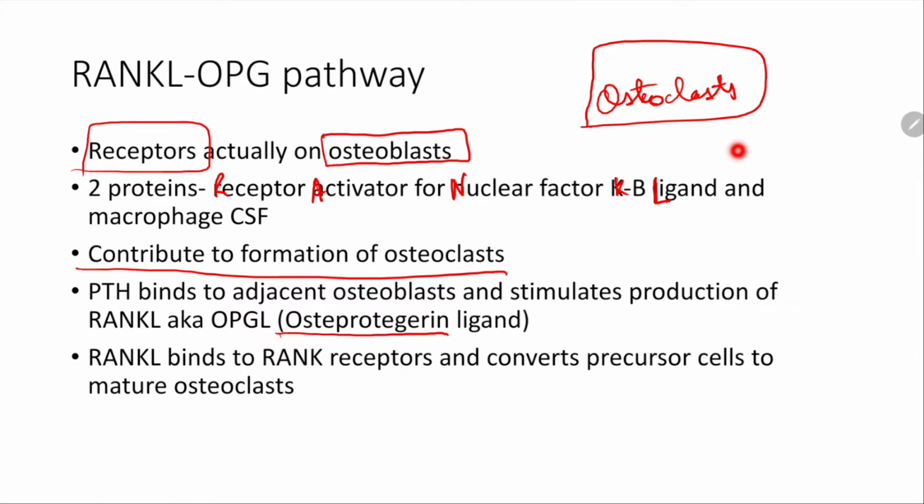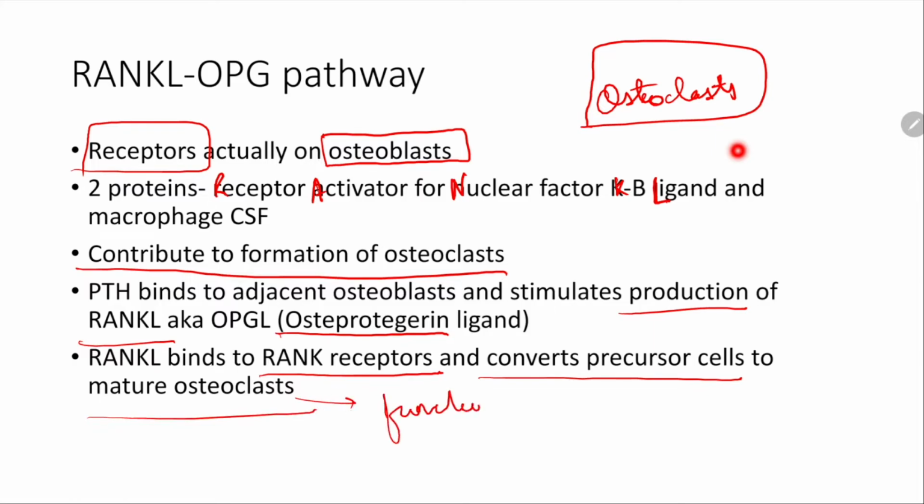This is a normal pathway that goes on. So how does PTH affect it? PTH binds to an adjacent osteoblast and stimulates production of this RANK ligand. The RANK ligand is produced by these osteoblasts and PTH increases that. It binds to RANK receptors and converts precursor cells to mature osteoclasts so that they can perform their function. What is the function? As we know, resorption of bone. So PTH causes an increase in RANKL, which binds to the RANK receptors, and that converts the precursor cells into mature osteoclasts. I hope you've understood all that.